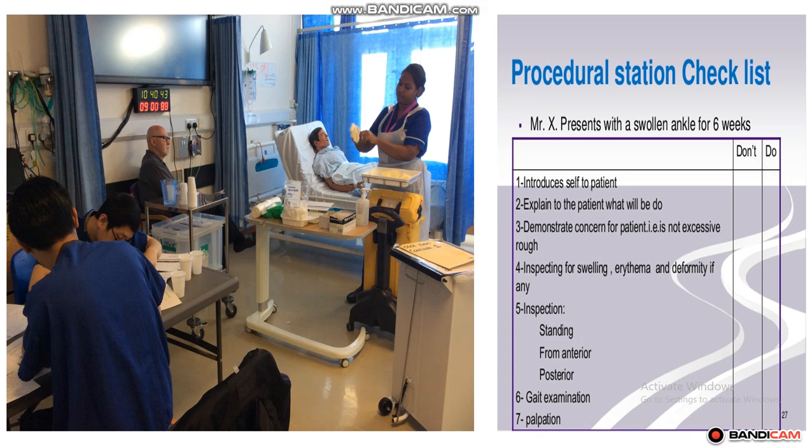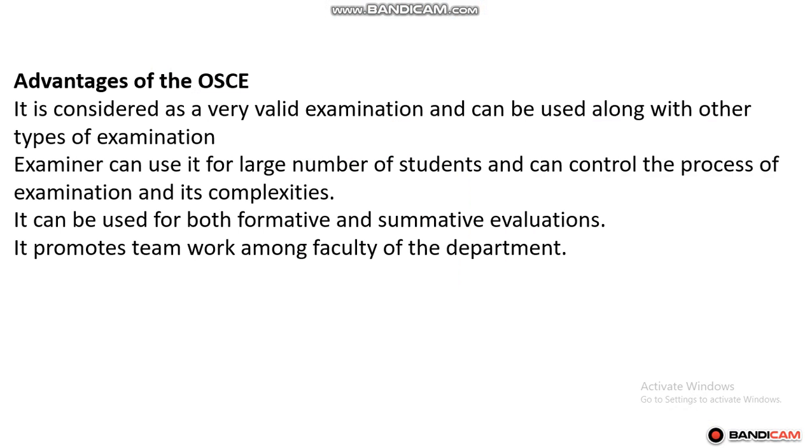Mr. X presents with a swollen ankle for 6 weeks. There are certain criteria expected from a student nurse, and that has to be put up in the checklist. You can see: introduce self to the patient, explain to the patient what the nurse is supposed to do, demonstrate concern for the patient, inspect the swollen area, and examine how the gait is and how the palpation is done. Whether it is done or not, the do's and don'ts are also cross-checked. That's how it is evaluated.